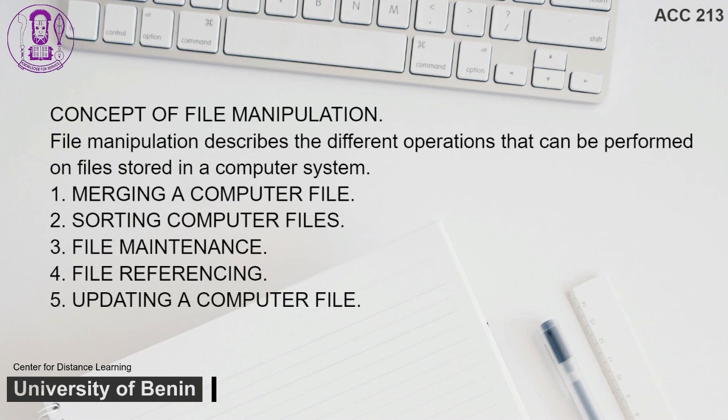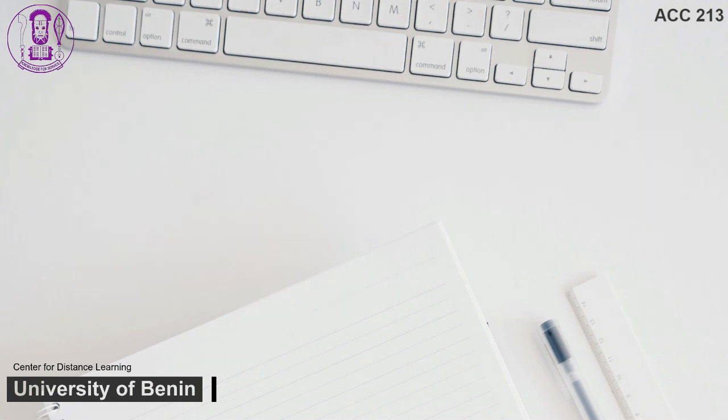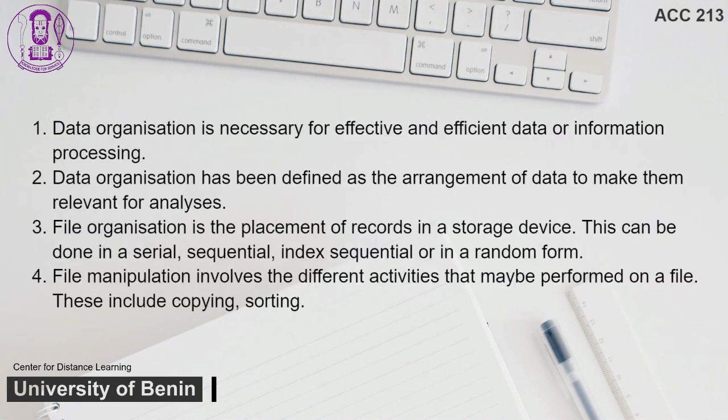Summary of study session 9. In this study session, please note the following. 1. Data organization is necessary for effective and efficient data or information processing. 2. Data organization has been defined as the arrangement of data to make them relevant for analysis. 3. File organization is the placement of records in a storage device. This can be done in a serial, sequential, index sequential, or in a random form.